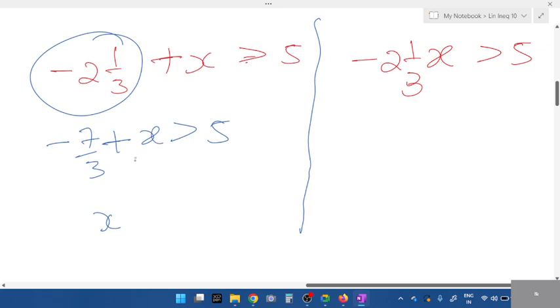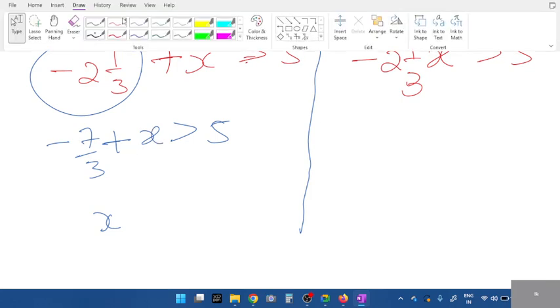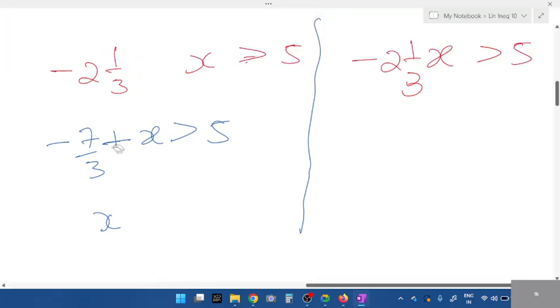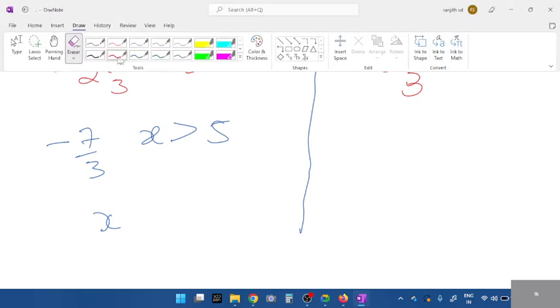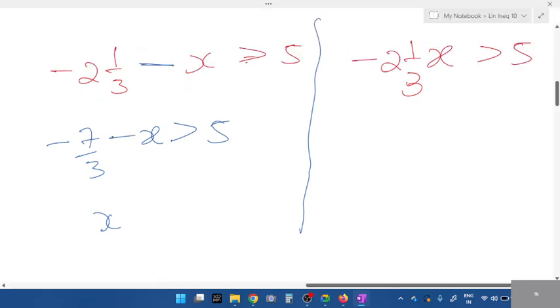Plus x. X remains as it is. Fine. Okay, let me put minus. Even this one you'll make a lot of mistakes. I'll teach like this. I'll put minus here. Minus. So you're shifting minus 7 by 3, minus x will remain as it is. It doesn't become plus x.